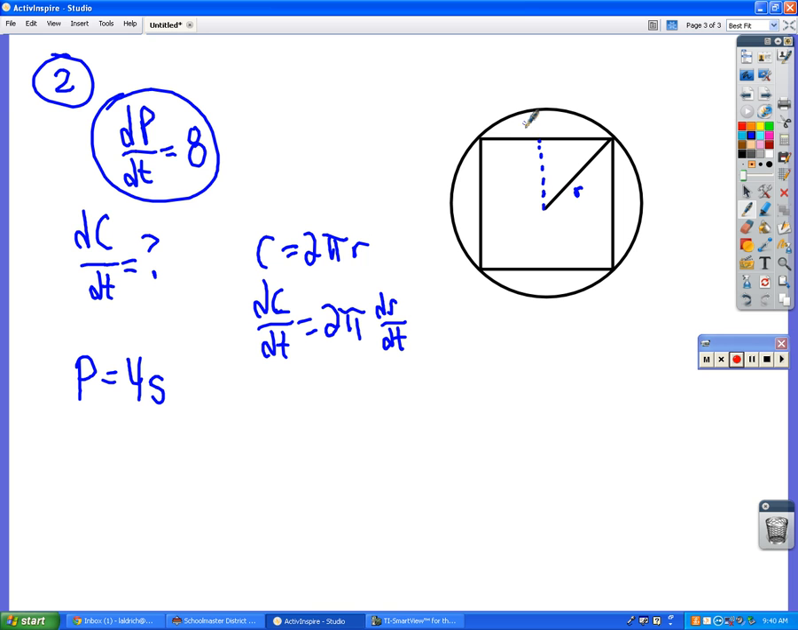We call this S, so this little piece is going to be S over 2, and that's going to be S over 2, right? So R squared equals S squared over 4 plus S squared over 4. How do you feel about that? Not okay? Which would be 2S squared over 4, which would be S squared over 2, right? So we need to show all this.